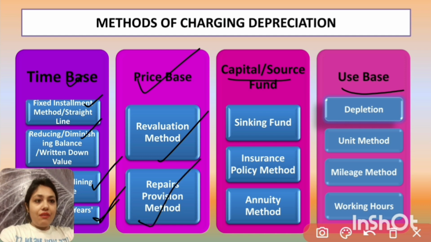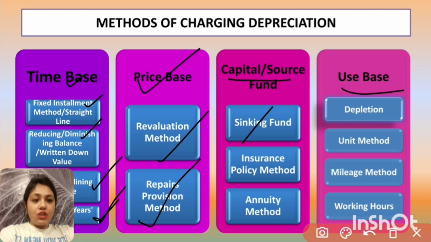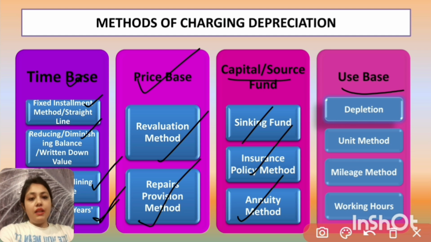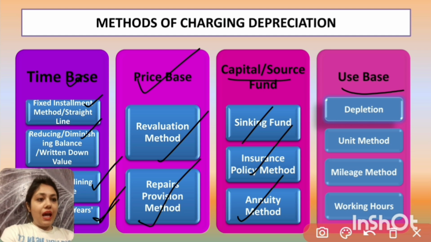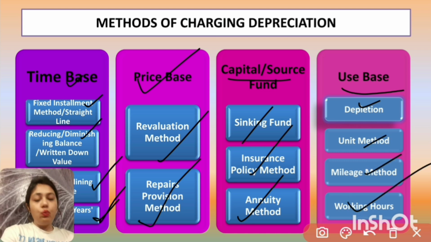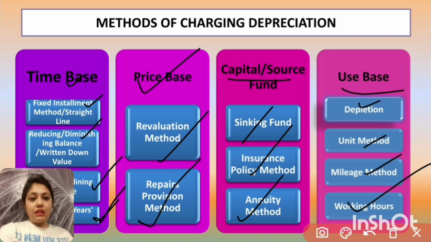Moving further, we have capital or source fund. In this we have the sinking fund, insurance policy method, and annuity method. And in use, that means according to the usage of the asset, we have the depletion method, unit method, mileage method and working hour method. We are going to discuss all these methods one by one, right? So stay tuned.